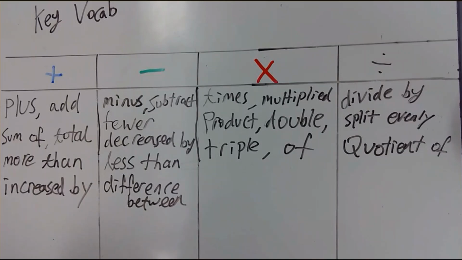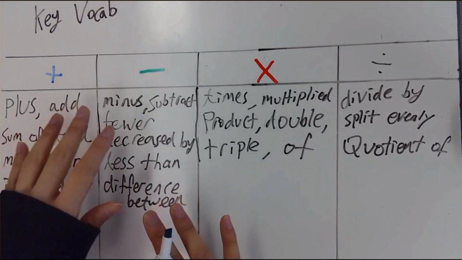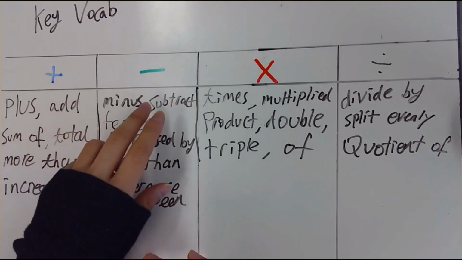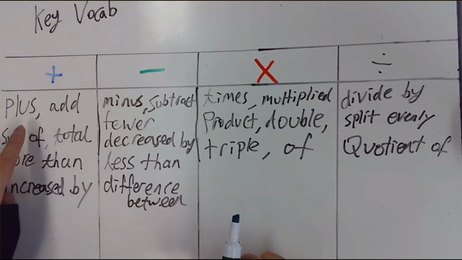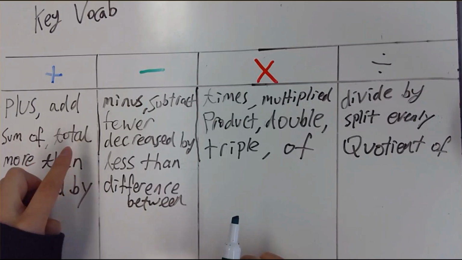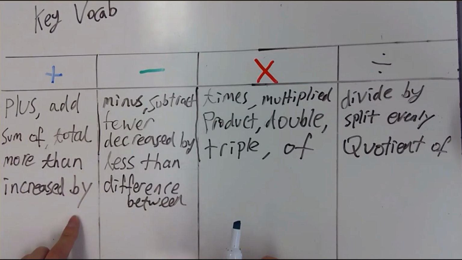Since we're focusing on the language aspect of math, we will be looking at a lot of different definitions. Of all the expressions in math, we're going to focus on 6 vocabularies. Here are the first 4, and they're in the chart: plus, minus, times, and divide. The plus sign can be represented as plus, add, sum of, total, more than, or increased by.